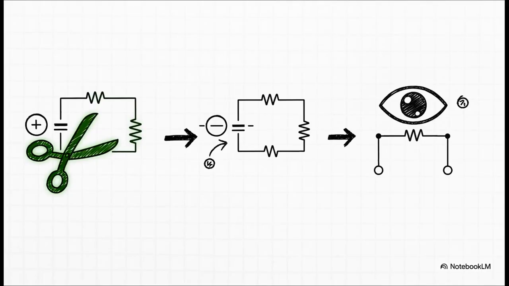Now to find the Norton resistance, R_N, we're going to follow a procedure that, well, it should look really familiar. After you pull the load, you kill all the independent sources. Remember, voltage sources become short circuits, just a wire, and current sources become open circuits, a broken wire. Then you just look back into the terminals and calculate the resistance you see.